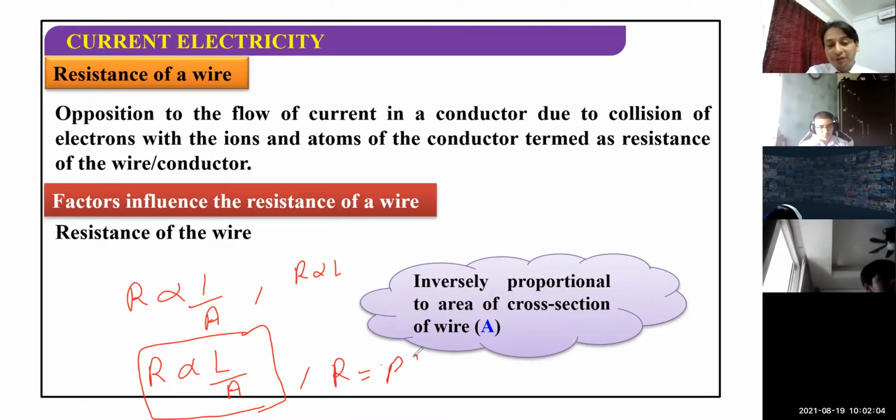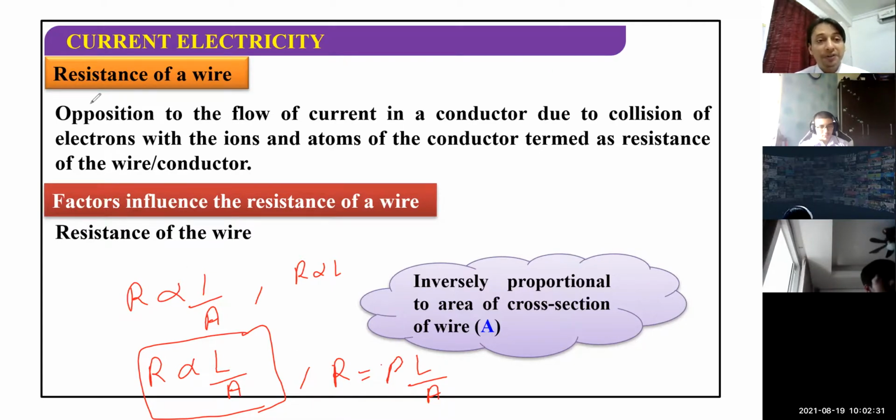This constant is called the specific resistance, or resistivity. The resistivity topic we are going to discuss in our next class, children. I'm not talking about the resistivity now, but remember this equation: R is equal to rho, that is the specific resistance, called the resistivity, multiplied by L divided by the area of cross section A.